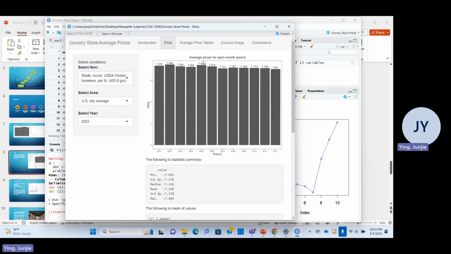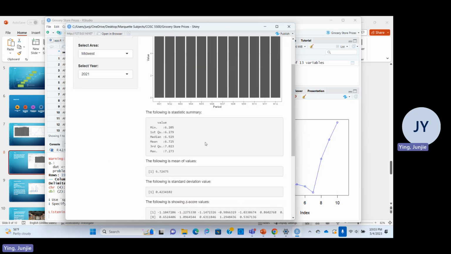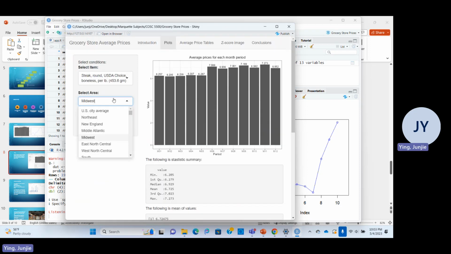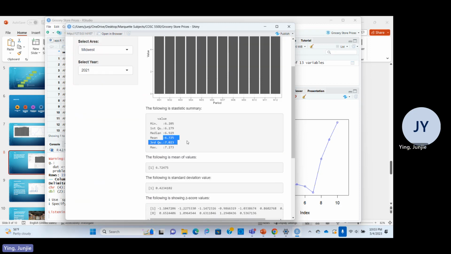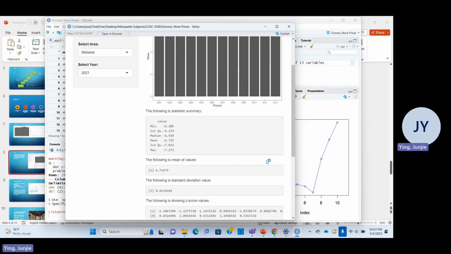We're going to make another choice, for bone-in steak. We can see the bone-in steak prices, and you see the US average, and you see the Midwest, and the different types of area have different prices. And we are going to do things in a similar way.